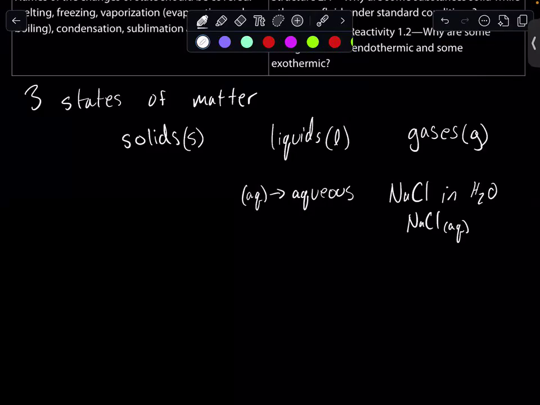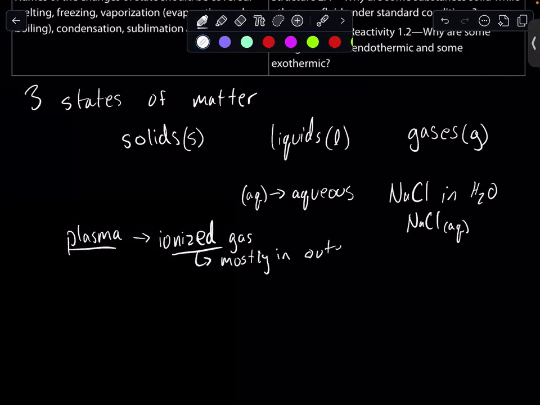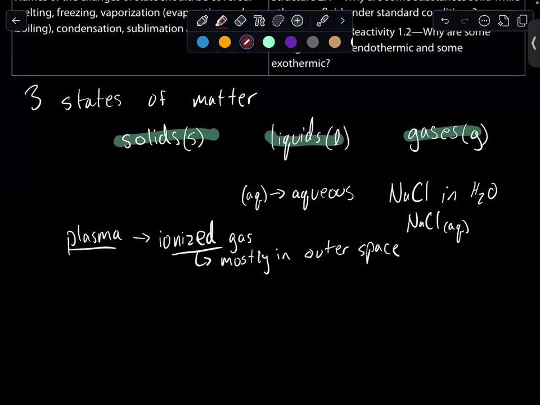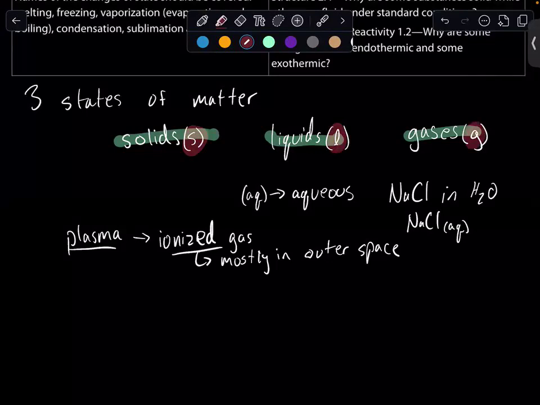Now, there's also one more state of matter that's plasma. Plasma is just generally referred to as ionized gas. Again, that's a concept we'll cover later, but it's not very important for our DP curriculum. And this is found mostly in outer space. So today we're just mainly going to focus on solids, liquids, and gases. And we're going to be using those state symbols: S for solid, L for liquid, G for gas.